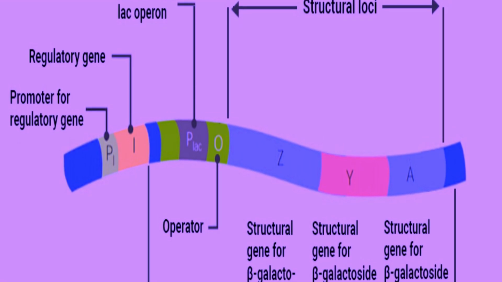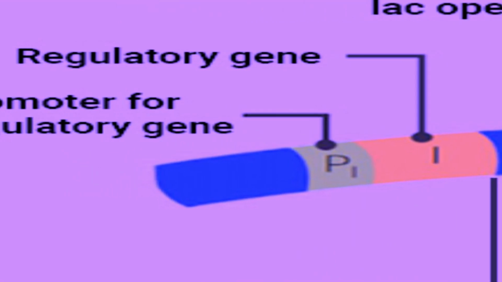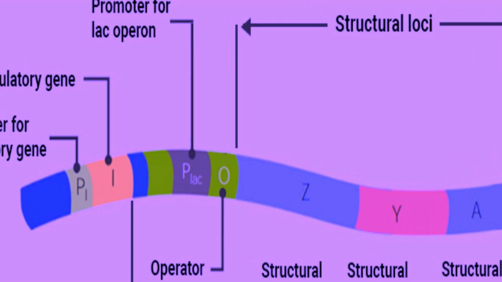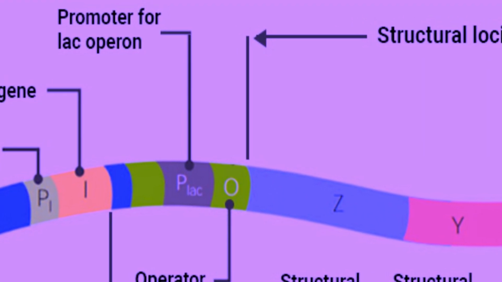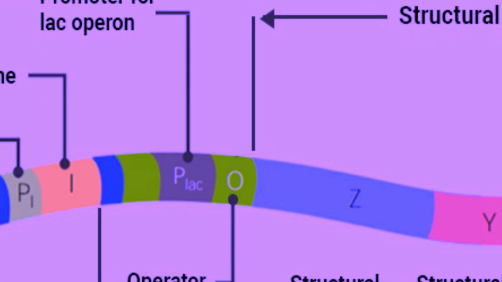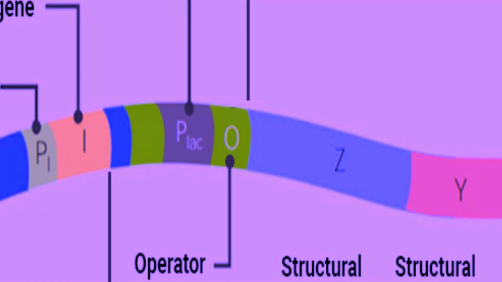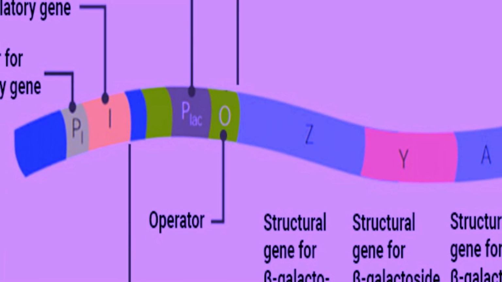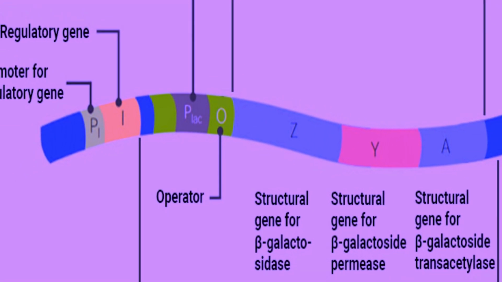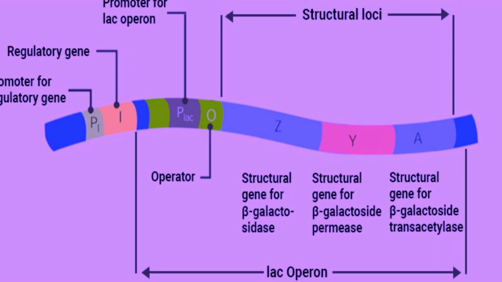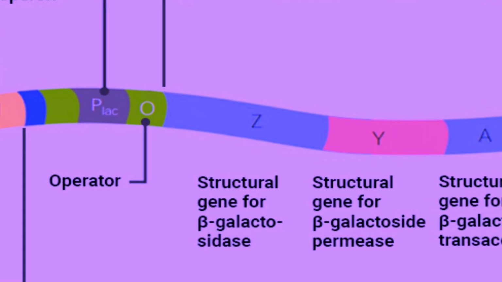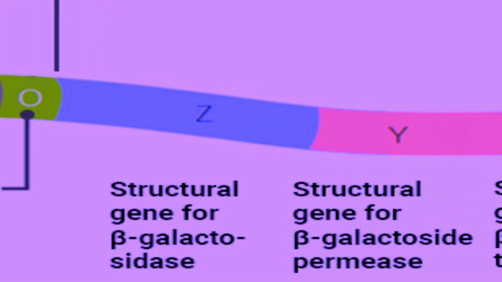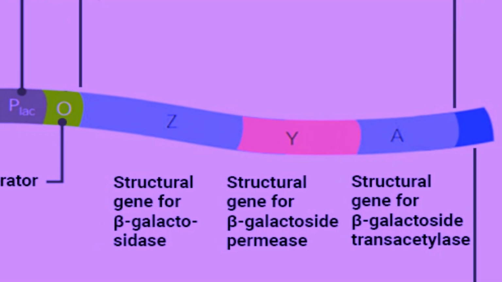The Lac Operon has the following main components. First, regulator genes produce a protein called repressor. The repressor controls whether the operon is on or off. Second, promoter genes. This is the binding site for RNA polymerase to start transcription. Third, operator genes act like an on-off switch. The repressor protein can bind here to block transcription. Fourth, structural genes. These genes actually code for enzymes involved in lactose metabolism. For example, beta-galactosidase, permease, and transacetylase.